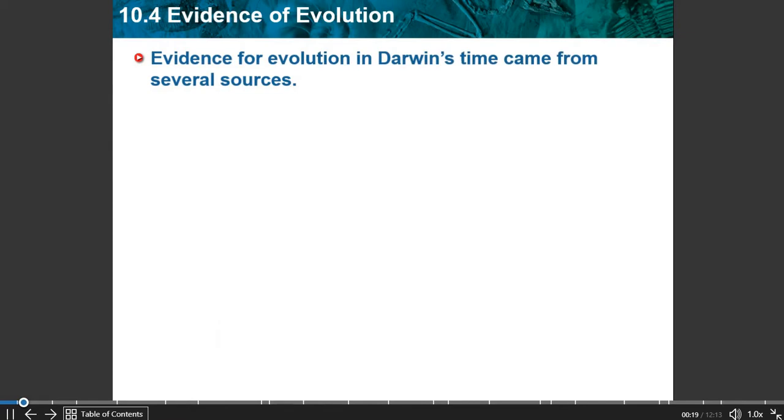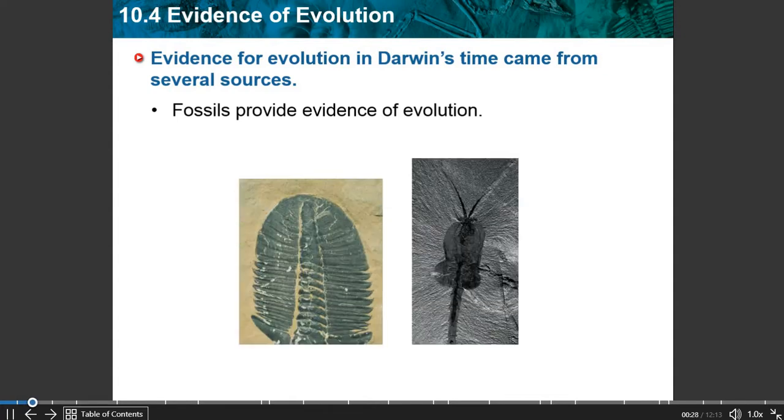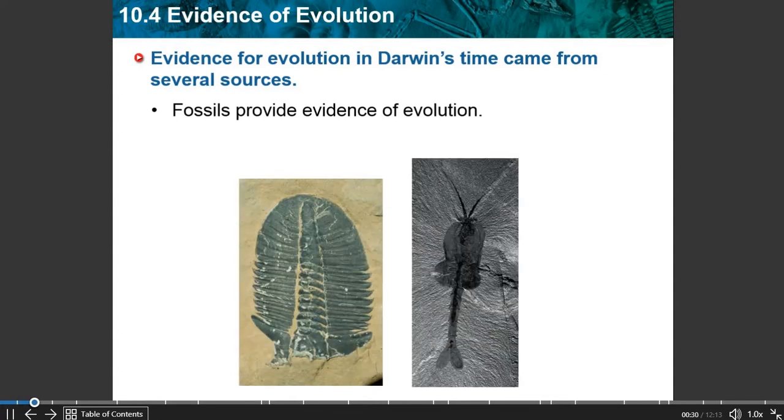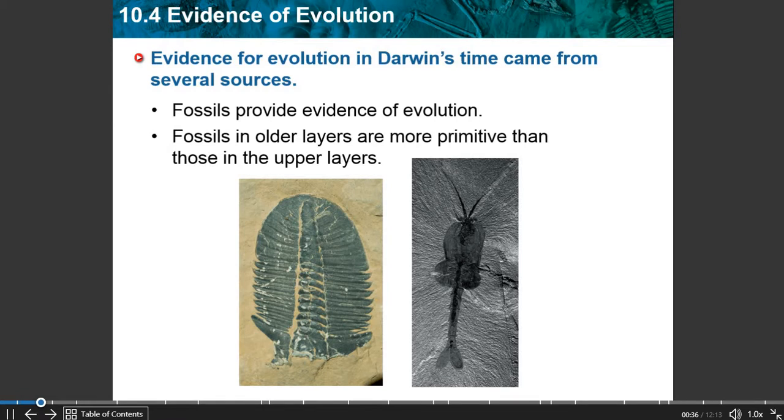Looking at evidence for evolution in Darwin's time, it came from several different sources. Fossils provide evidence of evolution in that you can look and see what organisms may have once looked like in the past. Most of the time you can look at fossils and go, okay, here are the oldest layers because they were the deepest, and then younger ones up from there.